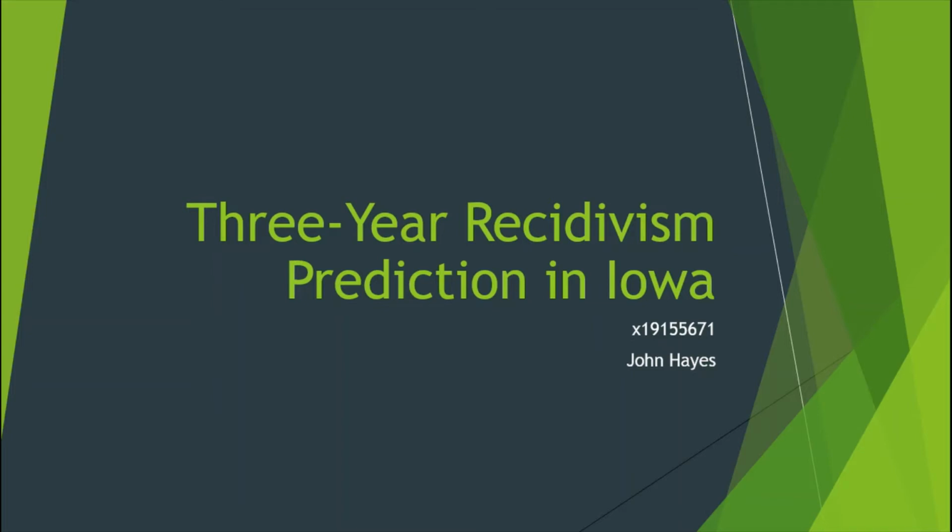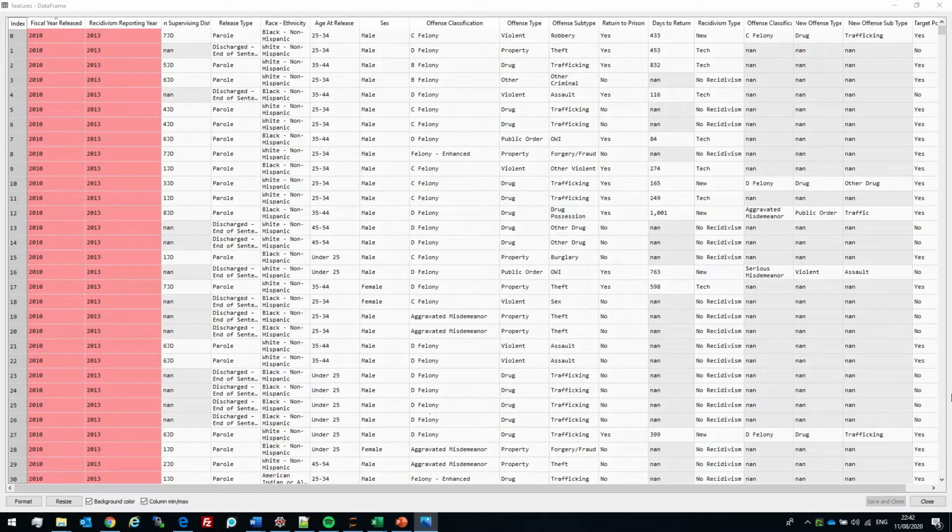In this project, 3-year recidivism prediction in Iowa, we looked to build a model to accurately predict whether an offender will reoffend after their initial release from prison or other correctional facilities. The dataset used contained data from the US state of Iowa and whether offenders had committed a crime within 3 years of their initial release from prison.